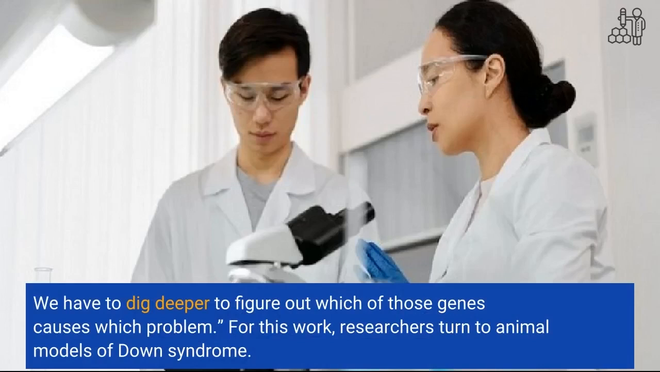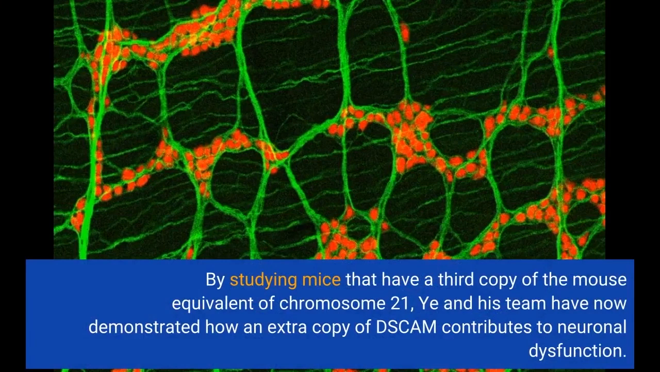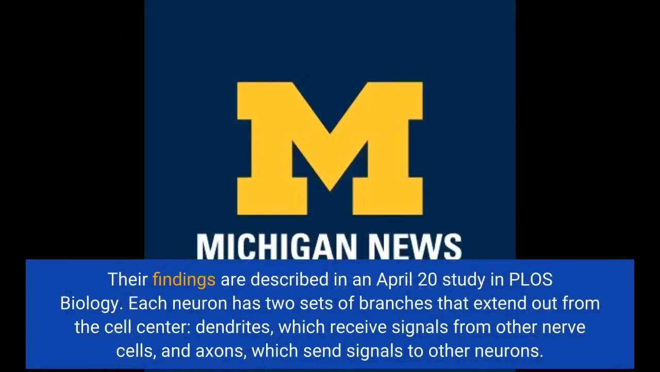For this work, researchers turned to animal models of Down syndrome. By studying mice that have a third copy of the mouse equivalent of chromosome 21, Yi and his team have now demonstrated how an extra copy of DSCAM contributes to neuronal dysfunction. Their findings are described in an April 20 study in PLOS Biology.